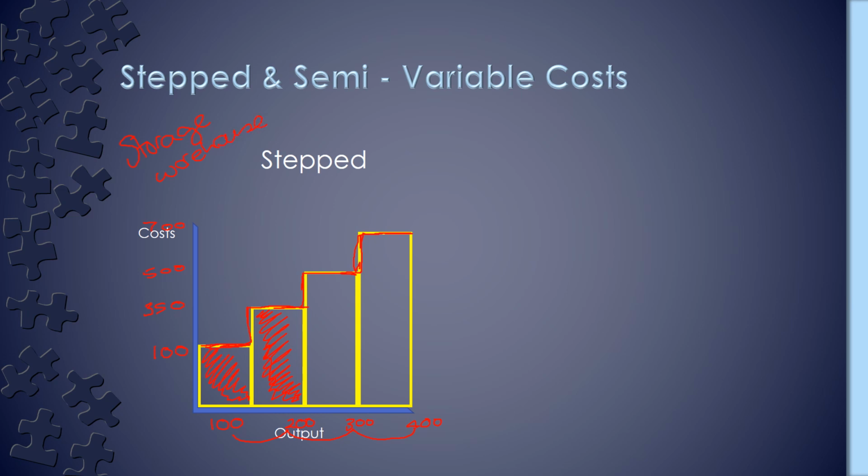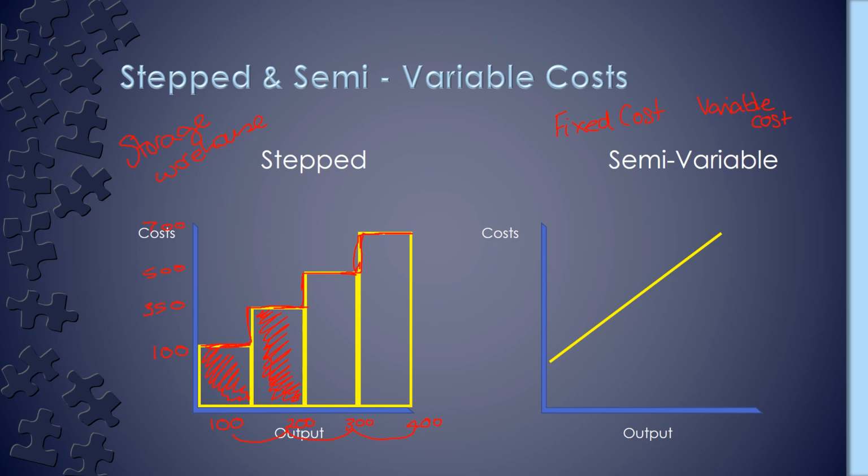So then the other one, which is the one that can catch people out, is your semi-variable. So your semi-variable cost is, if you remember, a mixture of a fixed cost and your variable cost. So your fixed cost is your cost that doesn't change with your level of output, and your variable cost is the cost that changes in line with your level of output.